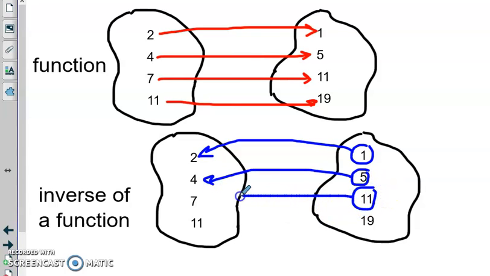So an inverse is not always a function. For example, if I would get 11 for the 19 and I got 7, that would mean that the inverse is not a function. So not all inverses will actually be functions, and so we have to check to make sure that in terms of the answer we're getting, it really does produce a function.